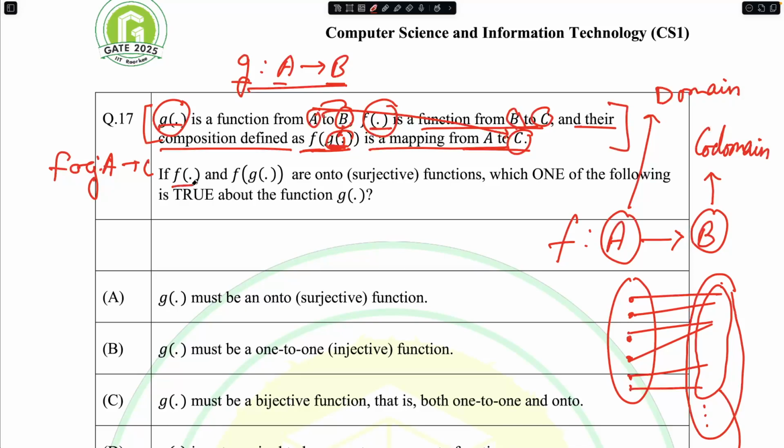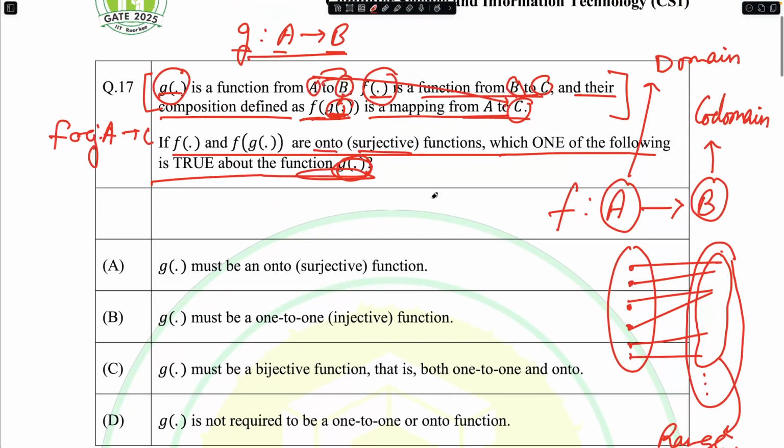After that, f and the composition f∘g are onto, surjective functions. Onto and surjective basically mean the same thing. Which one of the following is true about the function g? Basically, that is the whole of the question.